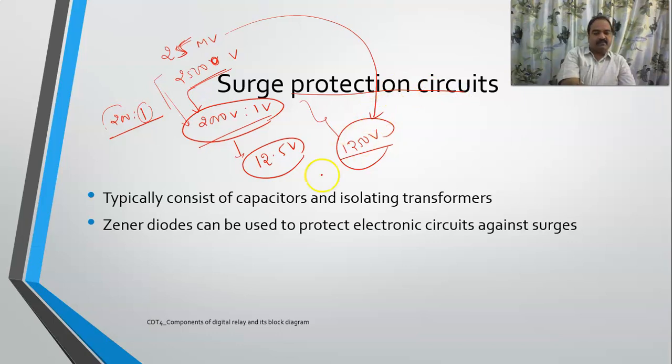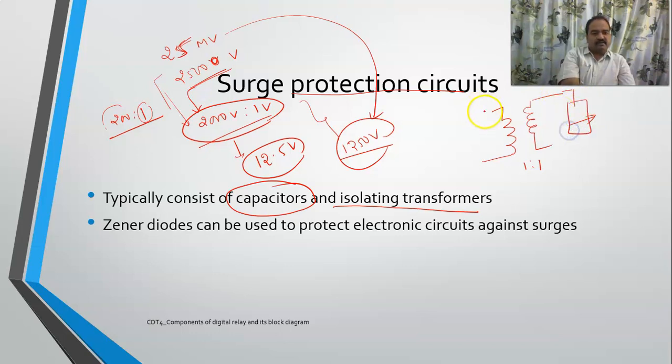Normally the high voltage circuits are protected by capacitors. And normally we do employ isolating transformers also. An isolating transformer is just a transformer with a 1:1 transformation ratio. Why we employ it is to provide isolation to the secondary side equipment. Whatever equipment we have, we connect it here, and the major transmission line is connected here. So its job is not to reduce the voltage but just to provide electrical isolation between the two circuits. So surge protection circuits normally employ capacitors and isolating transformers.